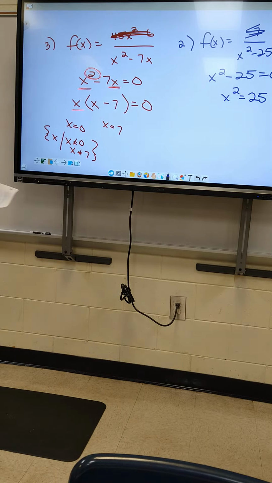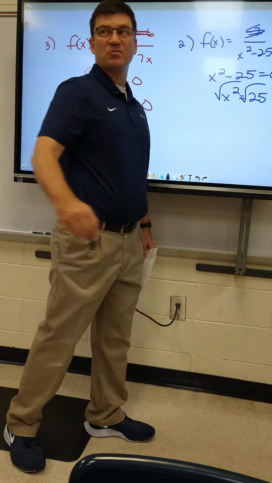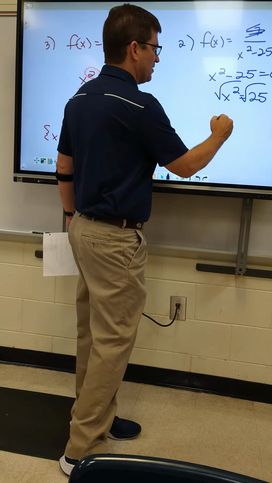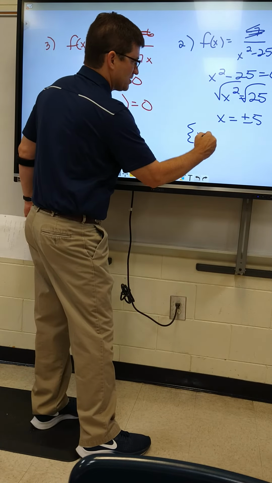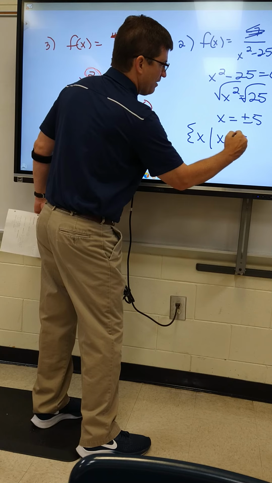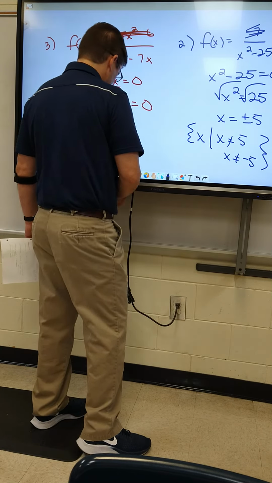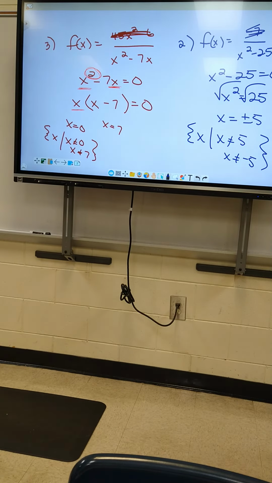Now look, this one, if you want to get rid of a square, you got to take the square root. What's the square root of 25? 5. It's 5, and about 8 of you forgot to do plus or minus. So for all your x's, x can equal 5, and x cannot equal negative 5. Remember, it's plus or minus anytime you do a square root. Remember that for number 4.